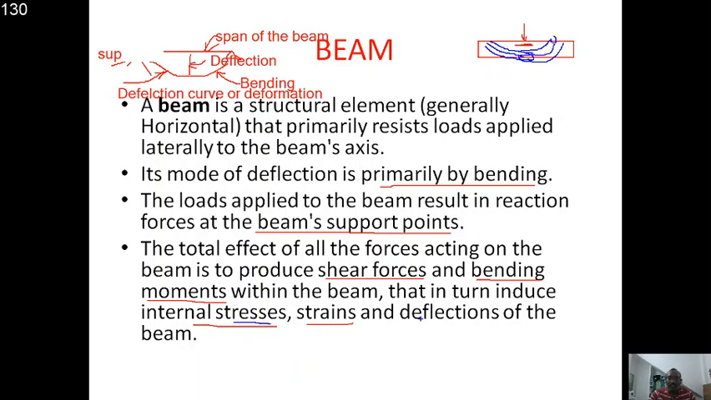And strain is nothing but change in the length. Due to this deformation, the beam might not have its original dimensions. So strain will come and deflections will also come. Obviously, deflection is here. We are also noting that this is the deflection for this layer. So these types of internal stresses, strains and deflections will be introduced due to the action of the loads, producing shear forces and bending moments.